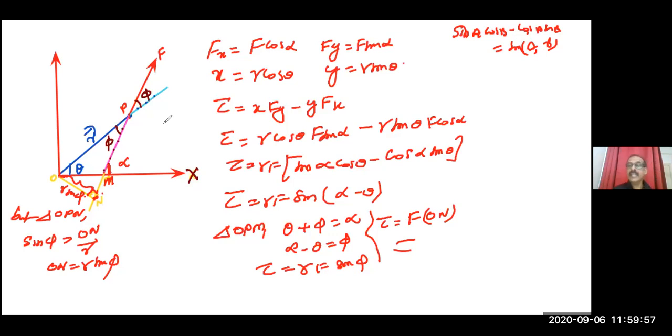Next heading, angular momentum of a particle. What is linear momentum? It is the product of mass and velocity, isn't it? Yes, sir.